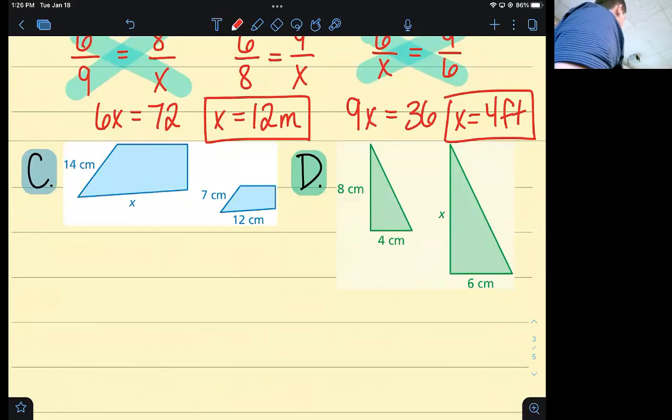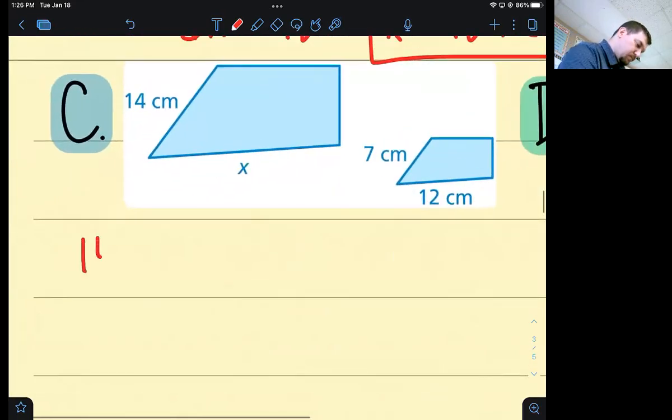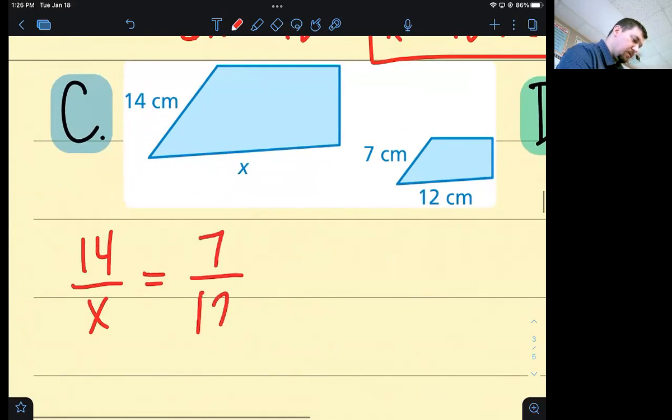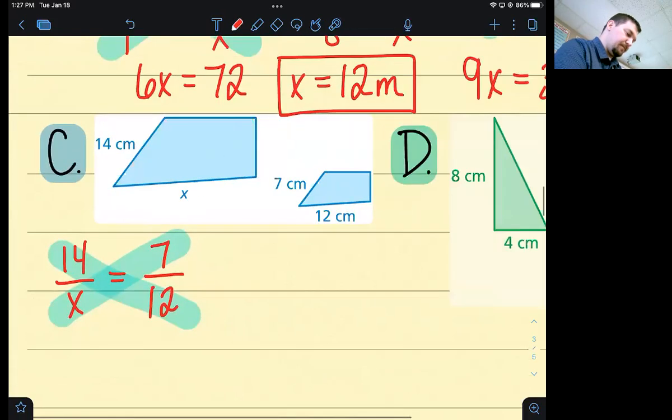I was going to say trapezoid, but these are not trapezoids. That bottom side is not parallel to the top side. So just a quadrilateral. Let's see. Sky, how would you set up a proportion for C? 14 over x. Okay, that works. And then go ahead and cross multiply it, Sky. I'll do x times 7. You do 14 times 12. Tell me what you get.